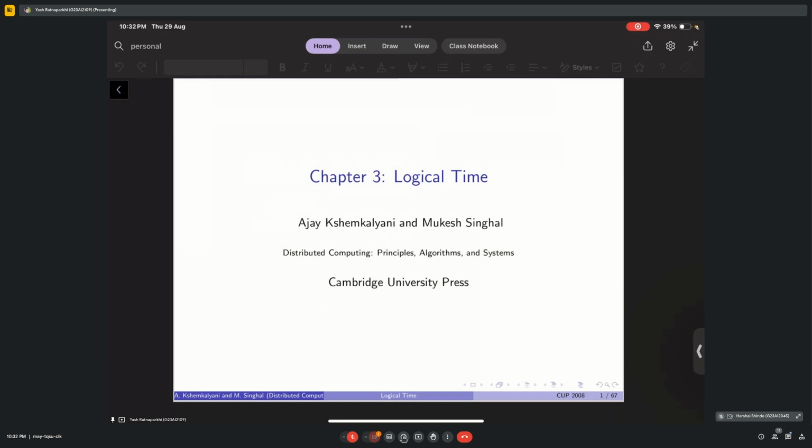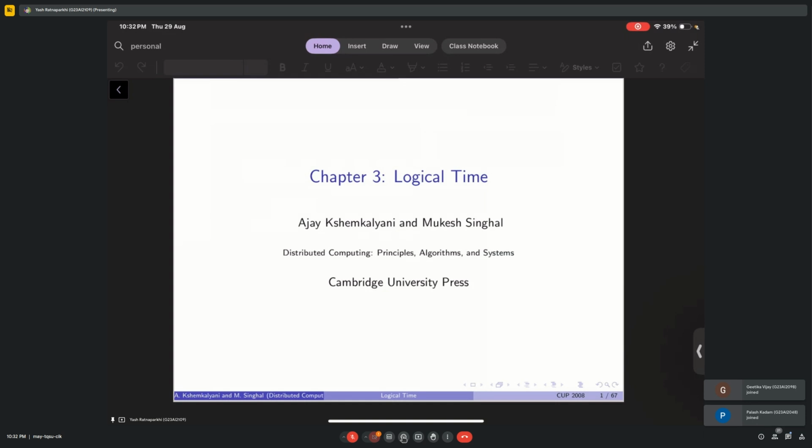So this chapter is chapter number 3, logical time. Before that, I covered chapter number 2 previous days ago, in which we were dealing with the physical time and how the events are working together. So first of all, why is there a need for this chapter 3? What was the sole purpose of coming to this chapter?